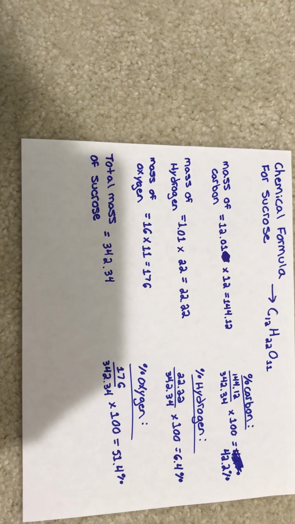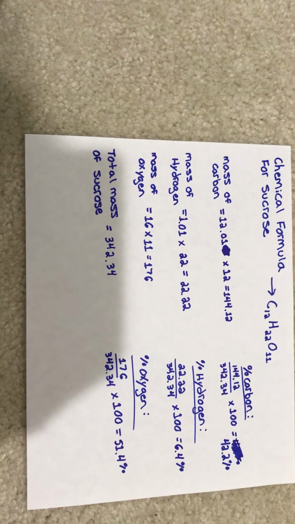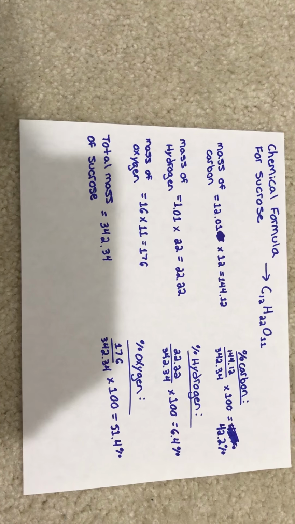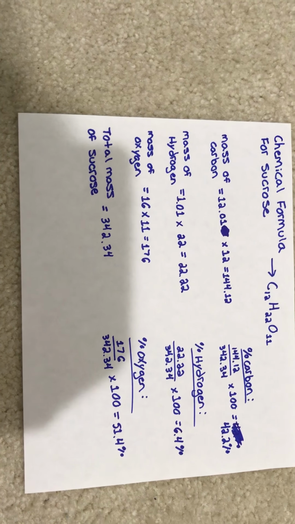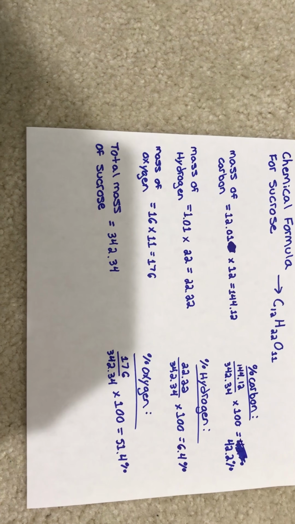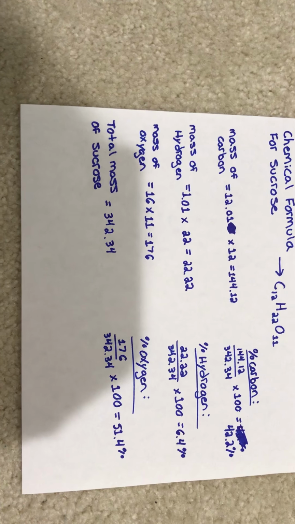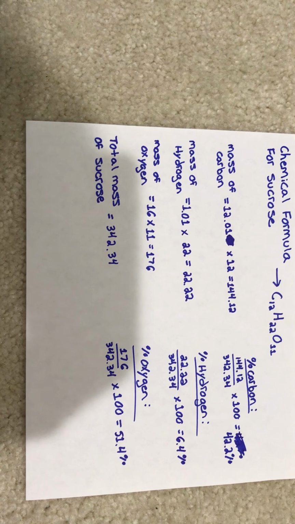For hydrogen, we do 22.22 divided by 342.34 times 100, which gives us 6.4%. And last but not least, we do 176 divided by 342.34 times 100. We figure out that there is 51.4% oxygen in a molecule of sucrose.